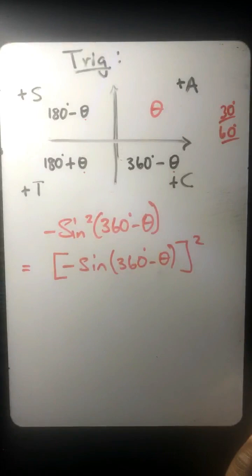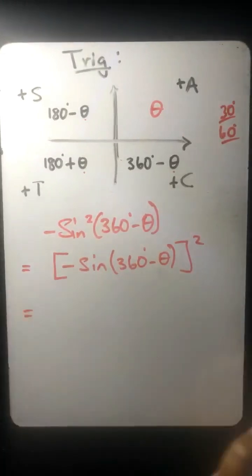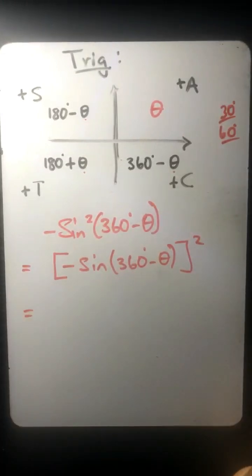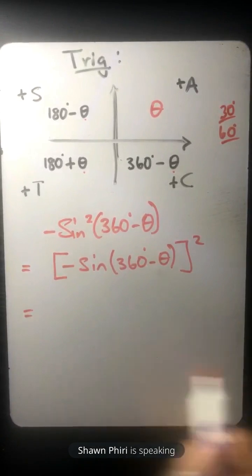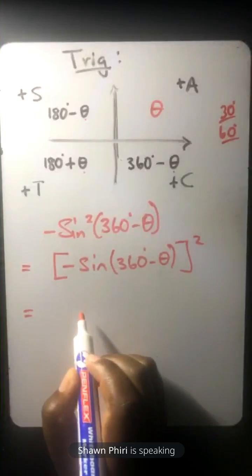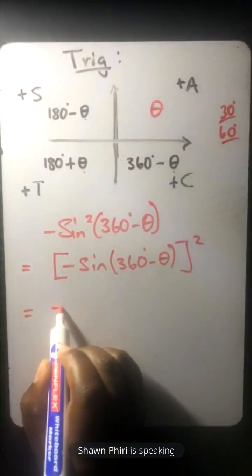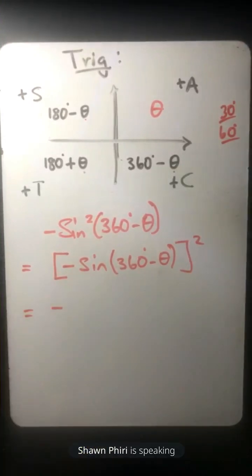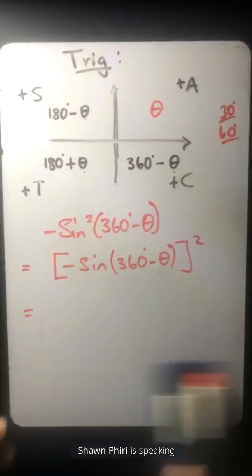What are we doing, bro? What's next? We're looking for the 360 again. Yes. So sin will be negative if I'm not mistaken. What am I writing, bro?